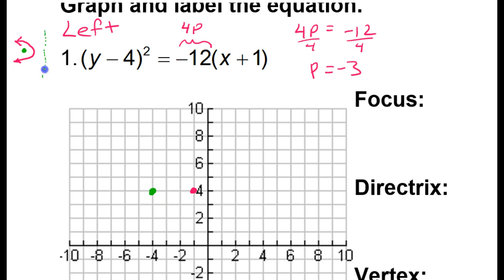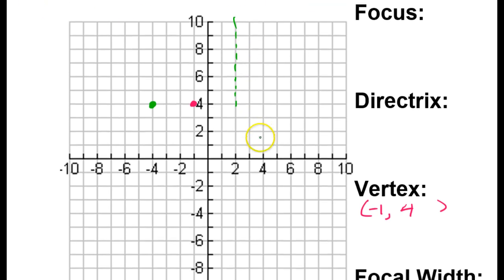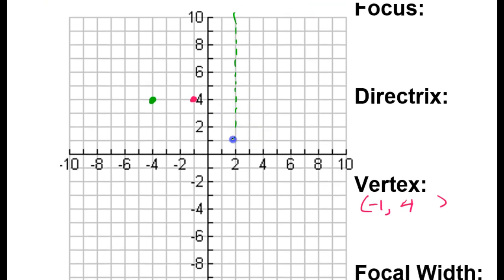Immediately I will go ahead and draw my directrix, this vertical line. It will be exactly the same amount in the other direction. So if the focus is 3 to the left, the directrix will be 3 to the right. So the directrix will be a vertical line at 2. Go ahead and draw it as a dotted line.